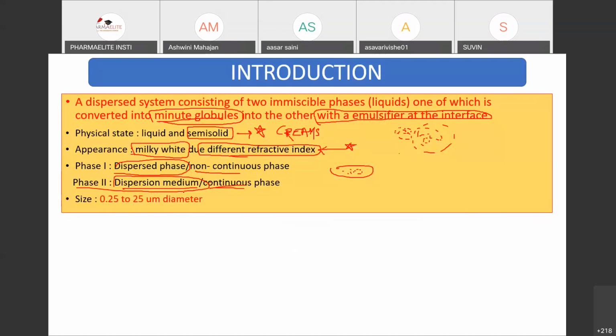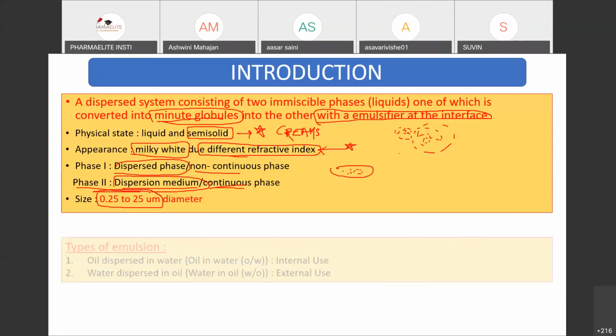Talking from the entrance exam point of view, size is not important for emulsions, but if you talk about suspensions or different dosage forms, yes, you need to know the size of that particular dosage form. When it comes to emulsions, they are usually of the size 0.25 to 25 micrometers.